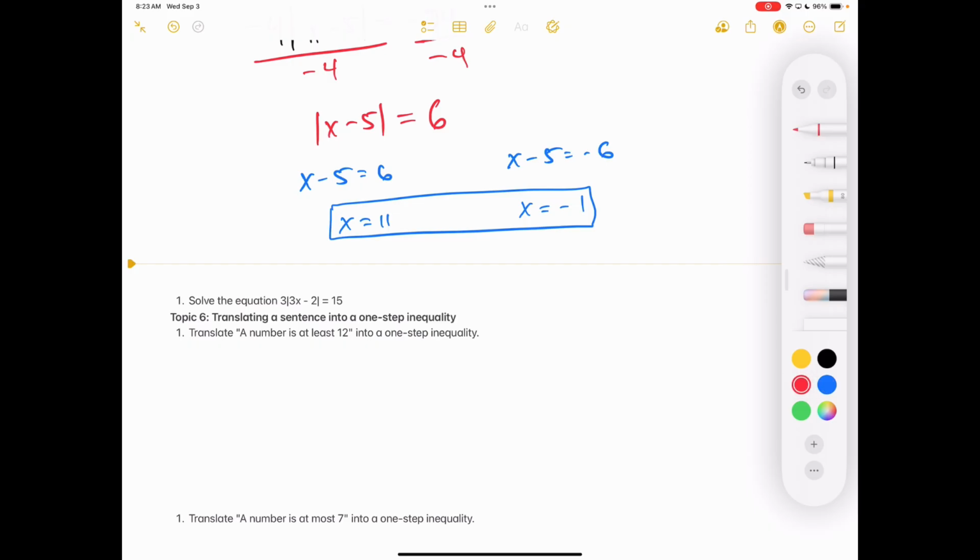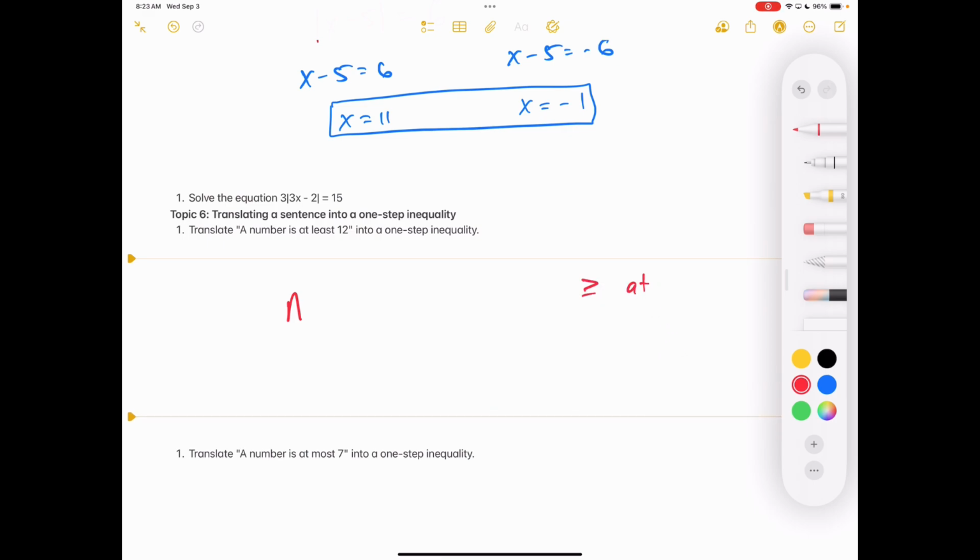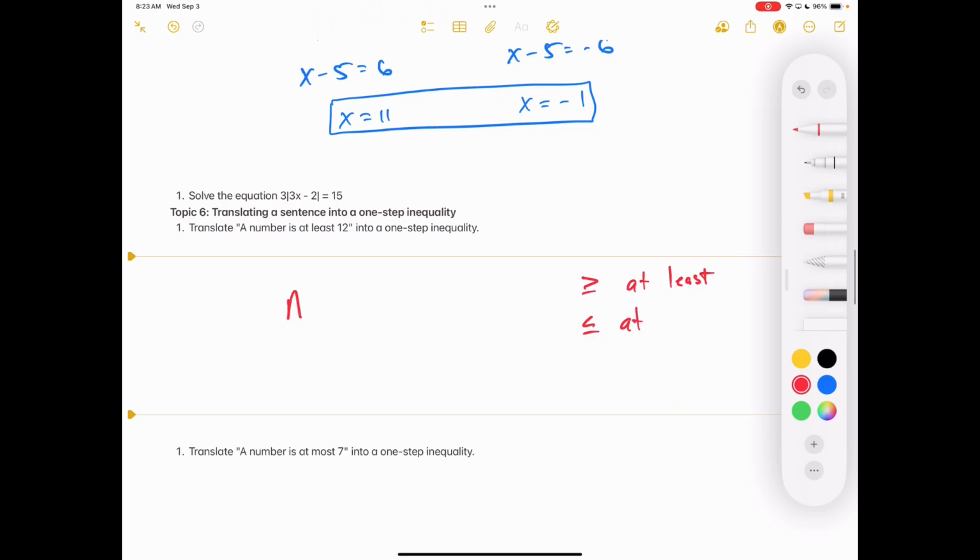All right, back to inequalities. A number is at least 12, into a one-step inequality. So a number we'll just say is n. They'll usually tell you what variable to use, but a number n is at least 12. So when you start doing these, sometimes it is hard to think about what at least and at most are. At least, you use greater than or equal to. At most, you would use less than or equal to. So it's going to be at least 12, so it could equal 12, but it could be something more. But at least and at most can sometimes throw some people off.